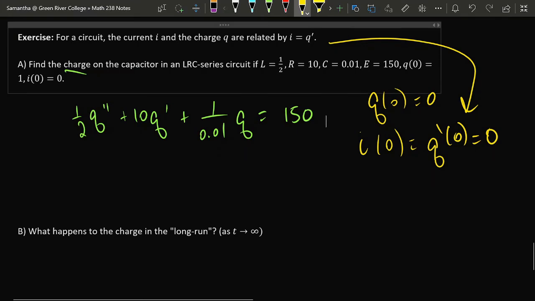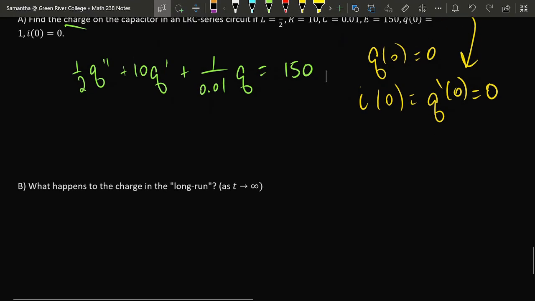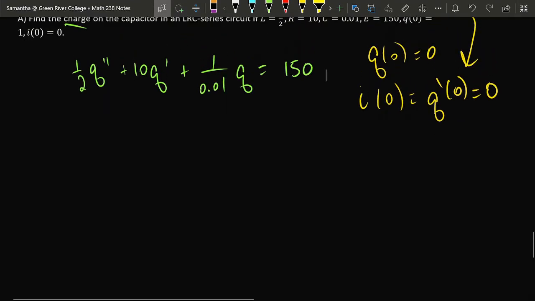So let's go ahead and solve this initial value problem. The first thing that I'm going to do is clean this up a little bit. Instead of 1 divided by 0.01, I'm just going to rewrite this as 100. And for convenience's sake, I'm also going to multiply everything through by 2 so that I don't have any fractions.